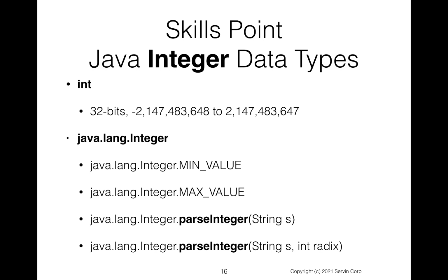Same thing with the integer. As I mentioned, this is probably the one you'll use most often, an int, or the class that goes along with it, the java.lang.Integer. Notice that the java.lang.Integer has the MIN_VALUE and the MAX_VALUE defined, and like the others, it has a parseInt and also a parseInt with the radix. So in both cases you can give it the string and it will convert it into an integer.